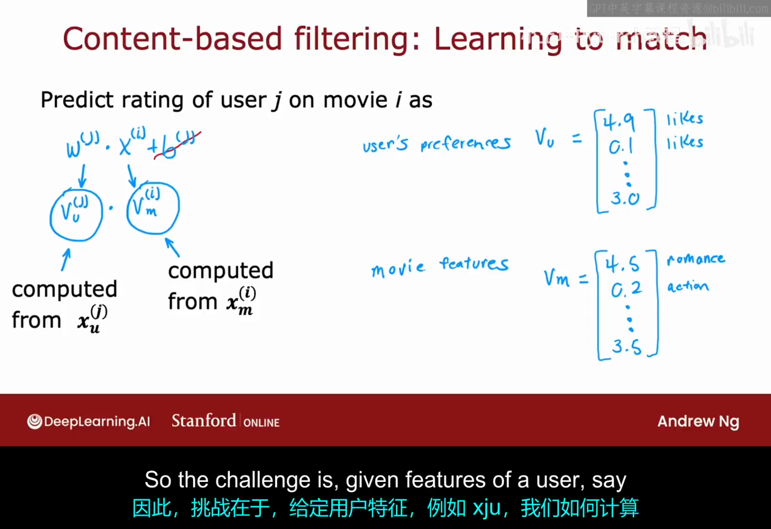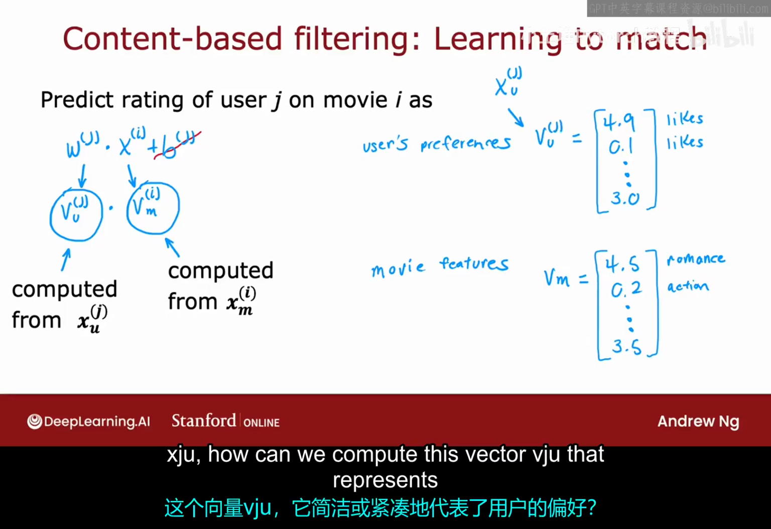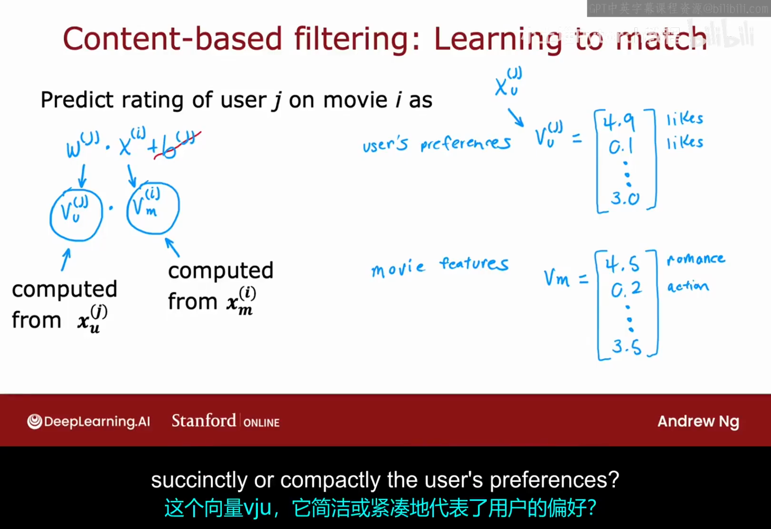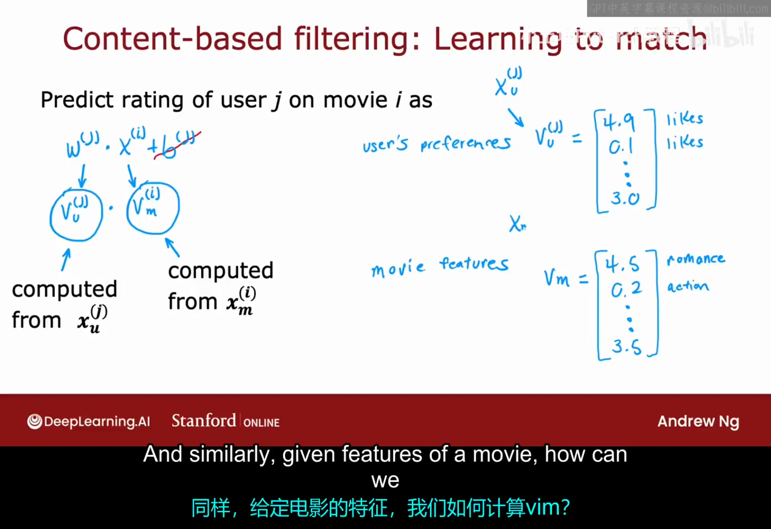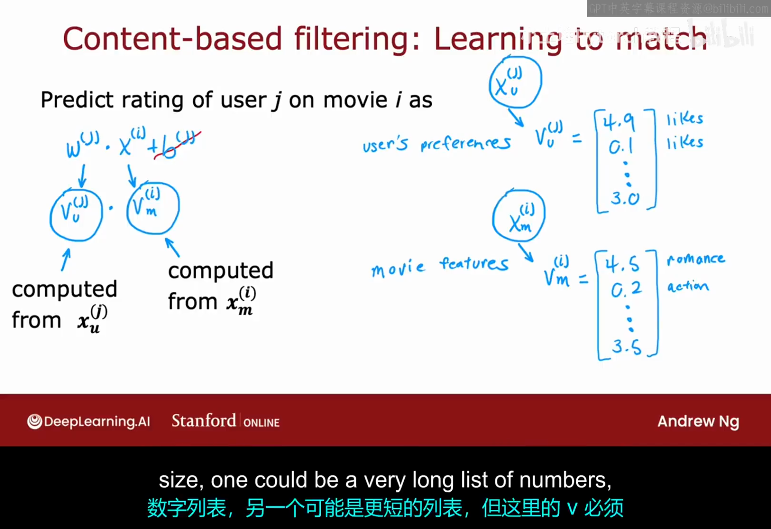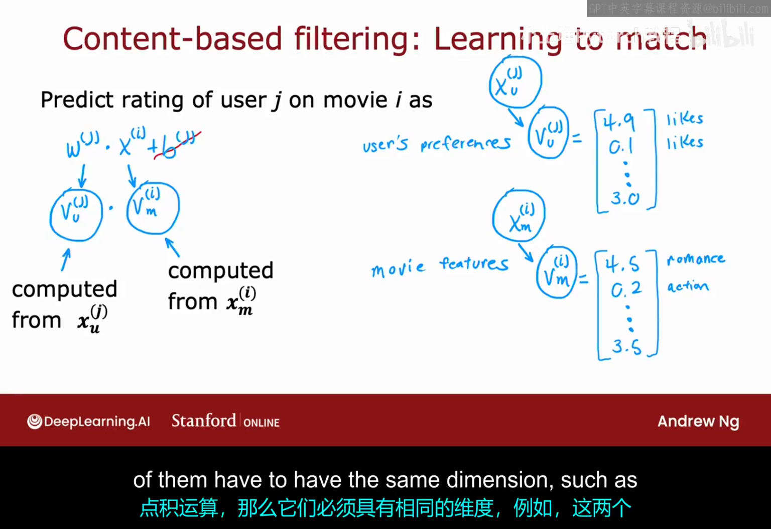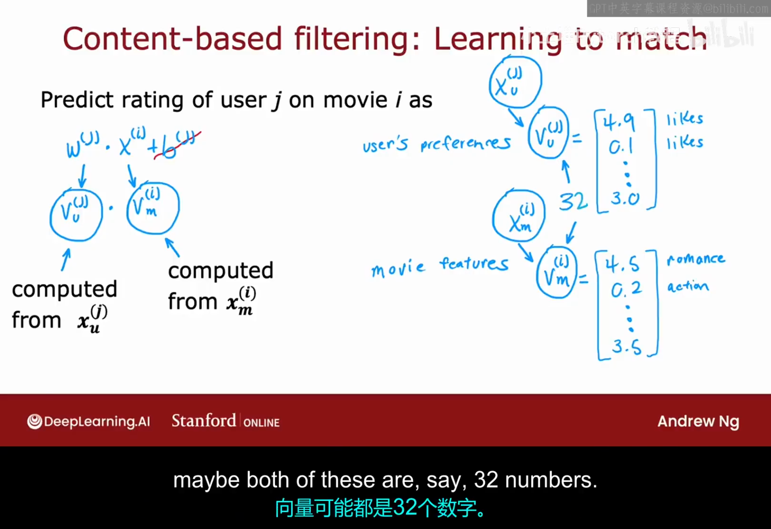So the challenge is, given features of a user, say XJU, how can we compute this vector VJU that represents succinctly or compactly the user's preferences? And similarly, given features of a movie, how can we compute VIM? Notice that whereas XU and XM could be different in size, one could be a very long list of numbers, one could be a much shorter list, the V vectors here have to be the same size, because if you want to take a dot product between VU and VM, then both of them have to have the same dimension, such as maybe both of these are, say, 32 numbers.